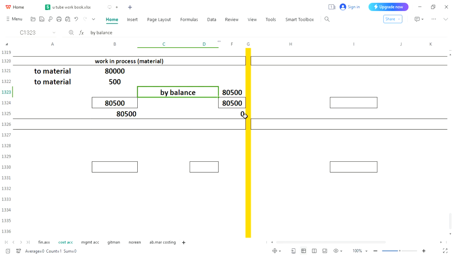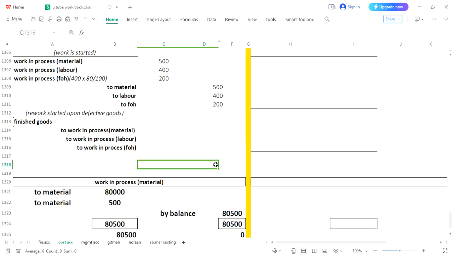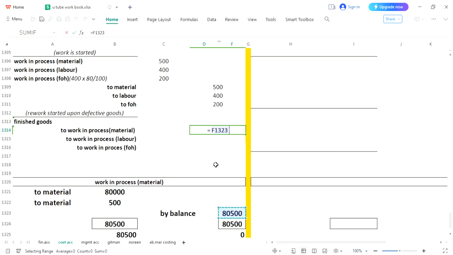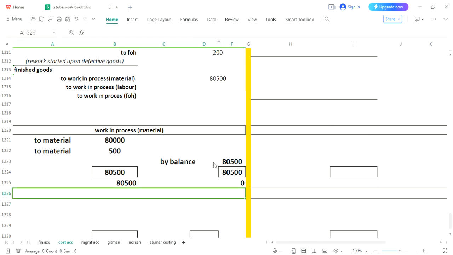Work in process material balance. Come over here, and you will write this work in process material balance over here. And how much is that? 80,500. This is your balance you have calculated, and you will put over here. In the similar way, you will be making a ledger for work in process labor as well. While I have told you that you can calculate this amount without making a ledger, for a comprehensive solution you need to make your ledgers.